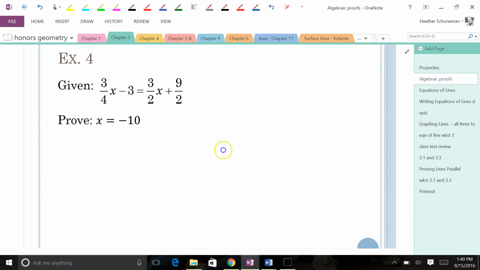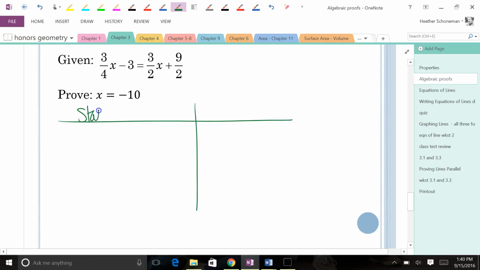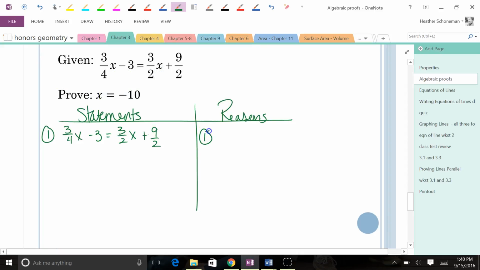Over to the back of your notes. Okay, one more. We're going to practice clearing the fractions, and then you can try one on your own. Statements. And reasons. Number 1 is the given statement. And reason is given. Number 2, we have to clear the fractions, so we're going to multiply everything by 4.